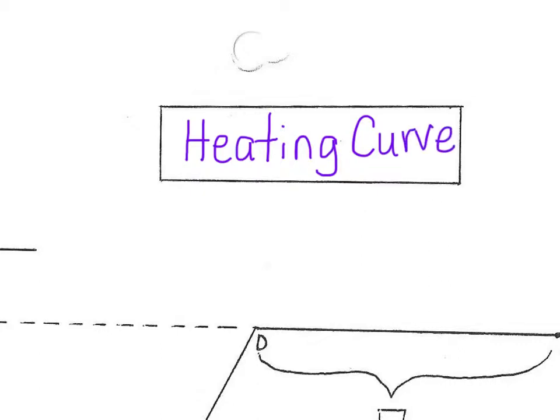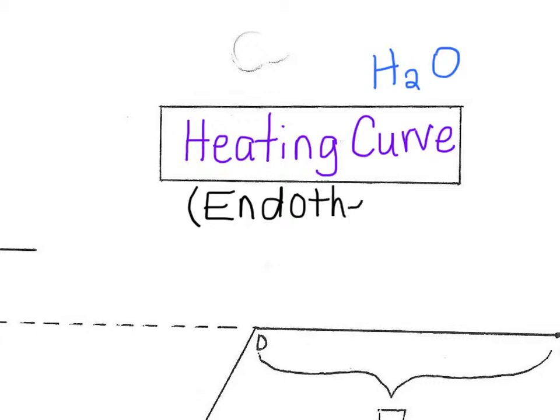Right next to this title, we're going to add a couple of little notes. One is that this is the heating curve for water. And the second one has to do with what kind of process this is. If we're putting energy in, that means this whole graph represents an endothermic process. Remember, endothermic means energy in.